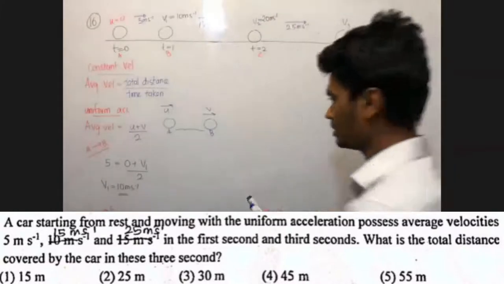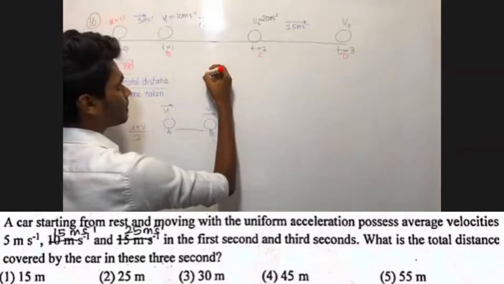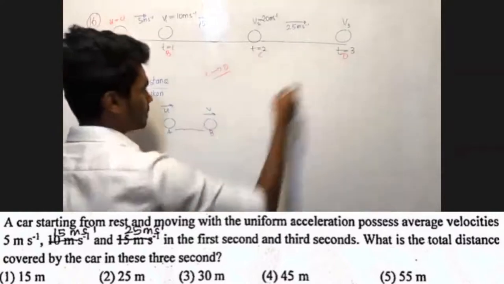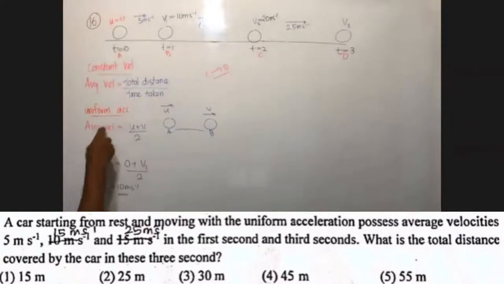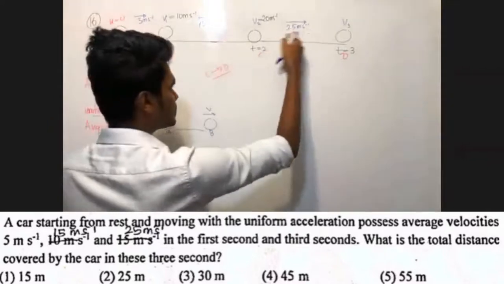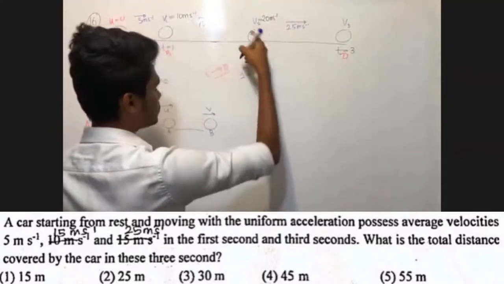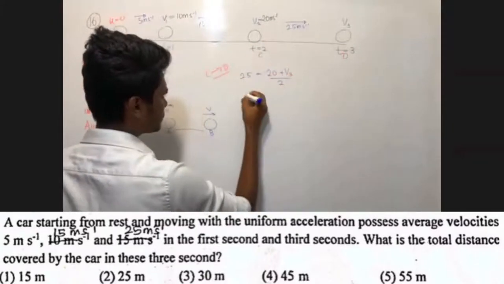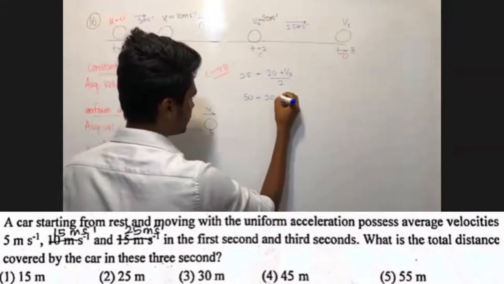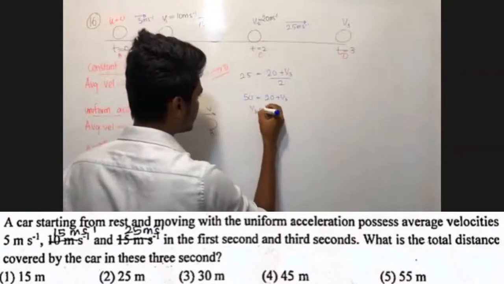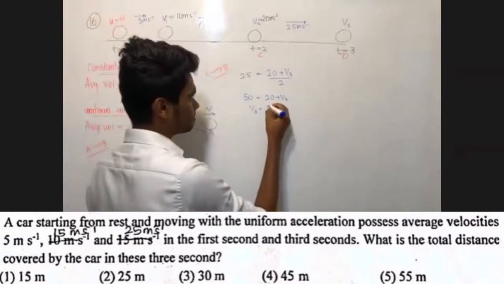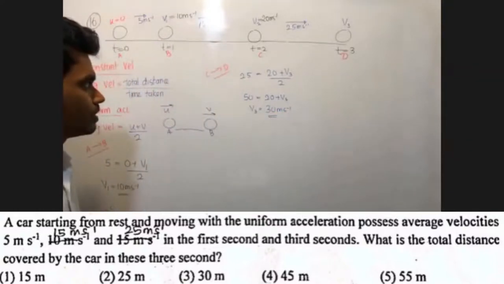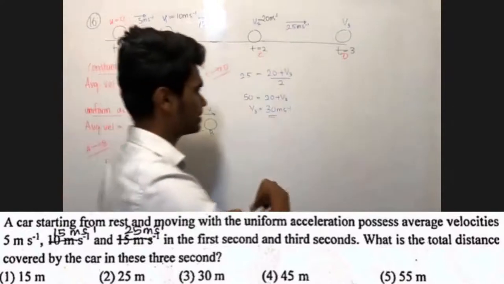Can't we find V3? Easy to find V3. Consider C to D motion. Apply the average velocity equation. Average velocity is equal to 25, U plus V over 2, so 50. 20 plus V3. V3 is what? 30 meters per second.